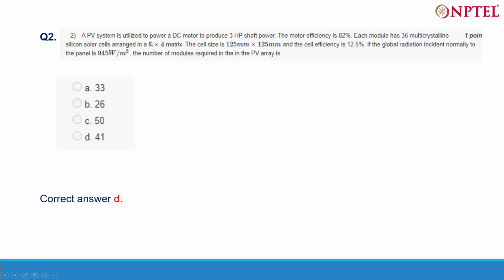Now the second question: PV power is used to power a DC motor to produce 3 HP shaft power. The motor efficiency is given. Each module has 36 multi-crystalline solar cells in a 9 by 4 matrix. Size of cell, cell efficiency and global radiation are given. Find the number of modules required in the PV array. You can easily solve this question, but otherwise I will try to solve it here. So we have a 3 HP shaft motor.